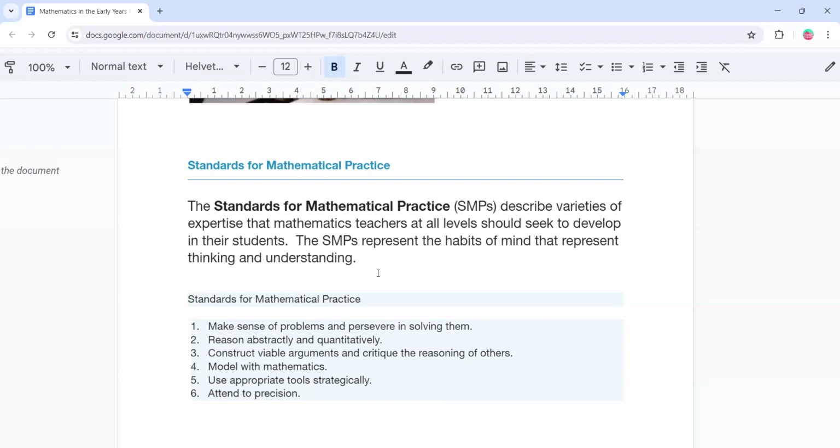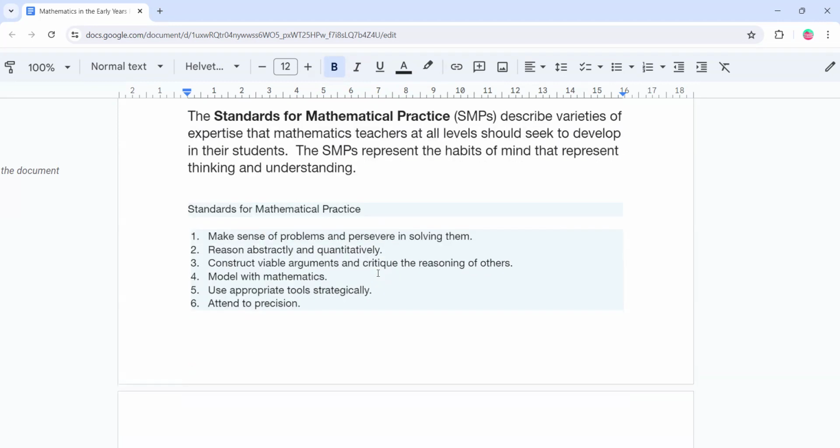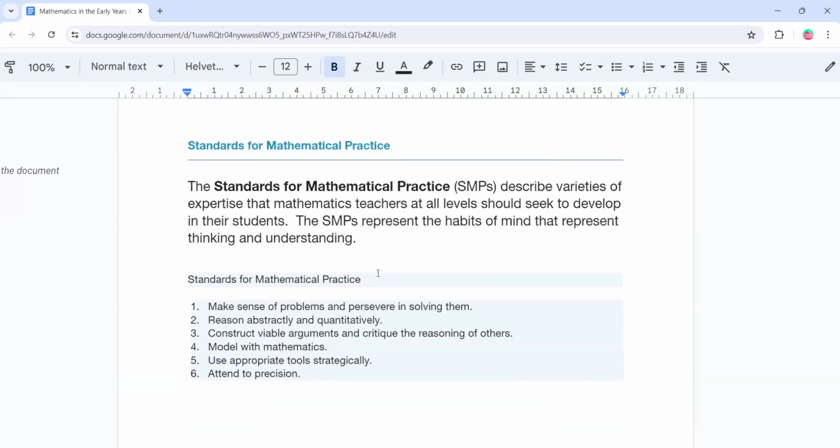Standards for mathematical practice, also known as SMPs, describe varieties of expertise that mathematics teachers at all levels should seek to develop in their students. The SMPs represent the habits of mind that represent thinking and understanding. There are six standards of mathematical practice, which we will discuss in detail after this.